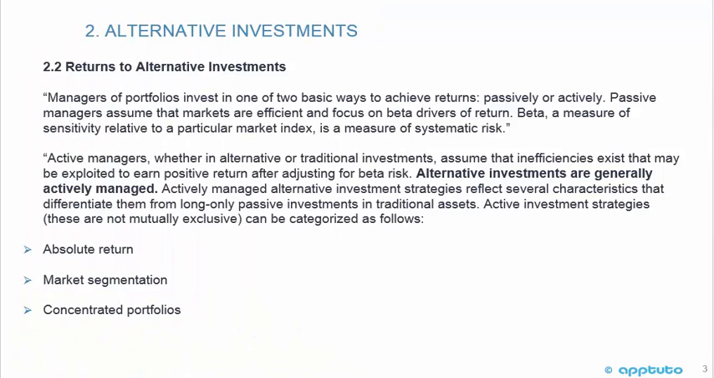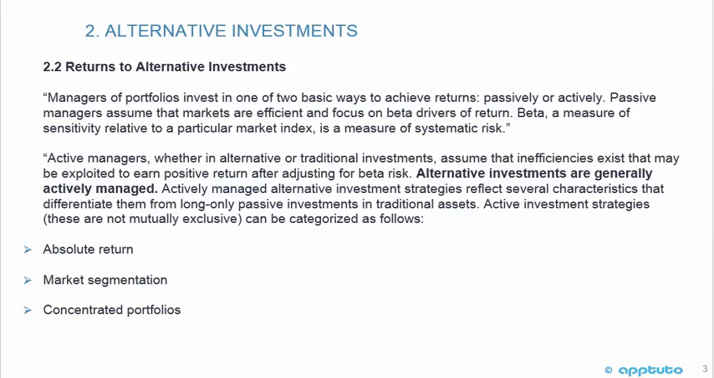Returns to alternative investments. Managers of portfolios invest in one of two basic ways to achieve returns, passively or actively. Passive managers assume that markets are efficient and focus on beta drivers of return. Beta, a measure of sensitivity relative to a particular market index, is a measure of systematic risk. Active managers, whether in alternative or traditional investments, assume that inefficiencies exist that may be exploited to earn positive return after adjusting for beta risk.